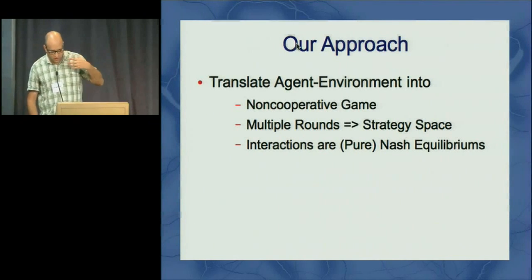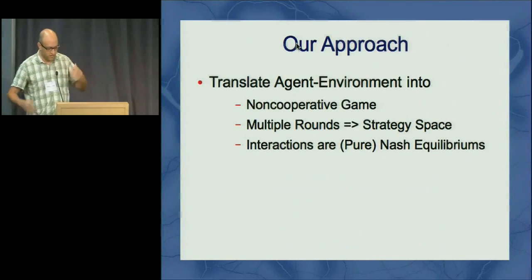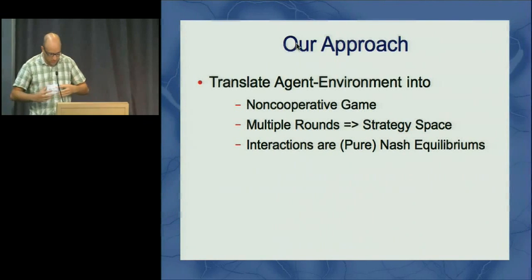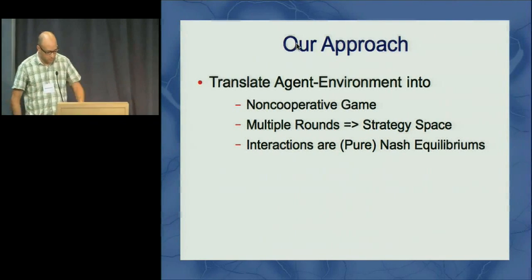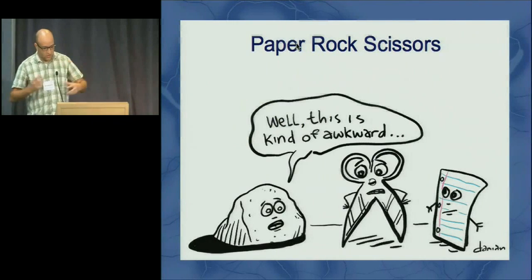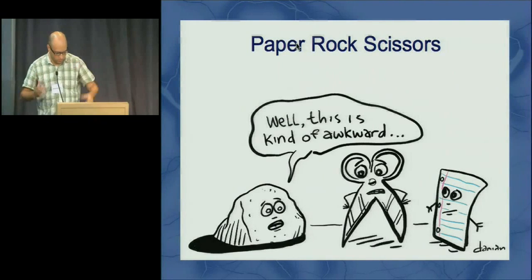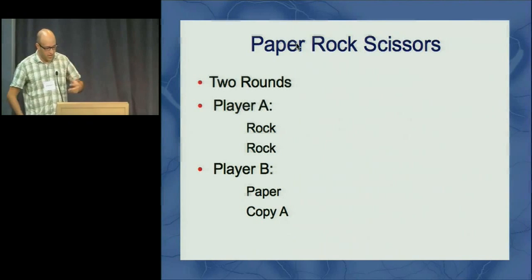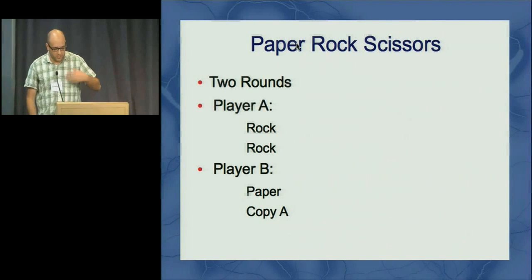So let's translate these agent environments, which have probabilities, and that's fractions, and fractions are sort of hard to use. So let's just put them into a non-cooperative game. Let's squash time into a simple strategy space, and all the interactions are now pure Nash equilibriums. So let me give you an example of an interaction between two players. So now we have two players, player A and player B, and player A plays rock, and player B plays paper, and then he copies A's move.